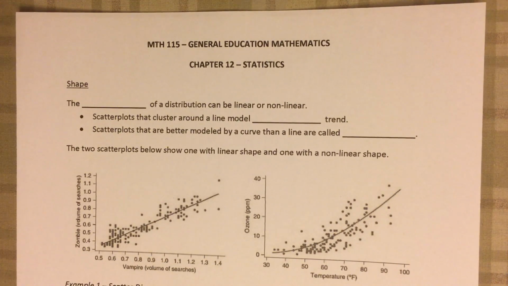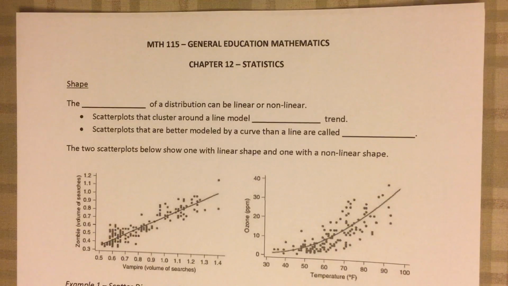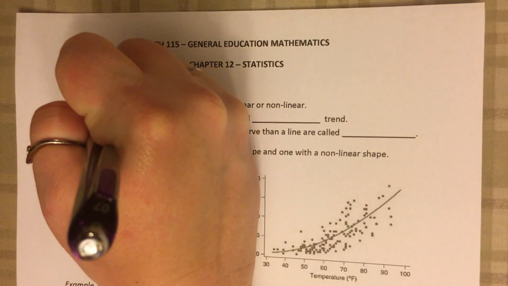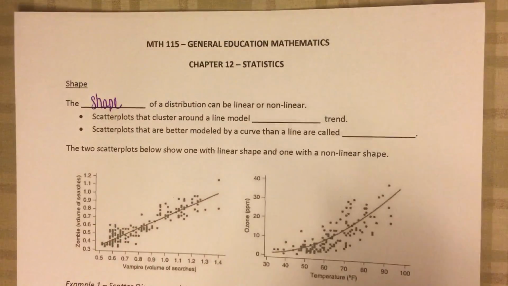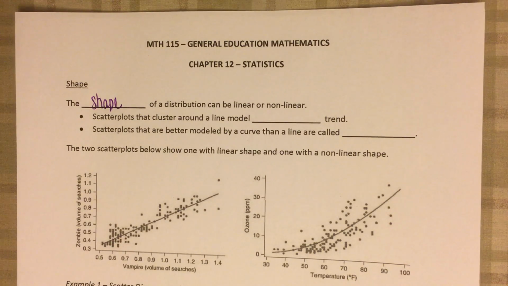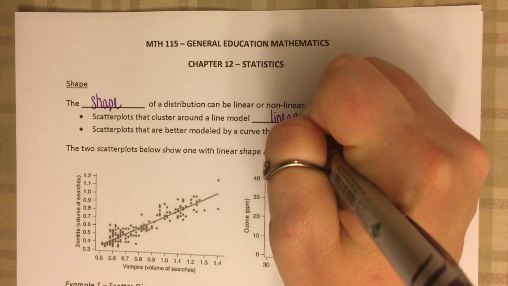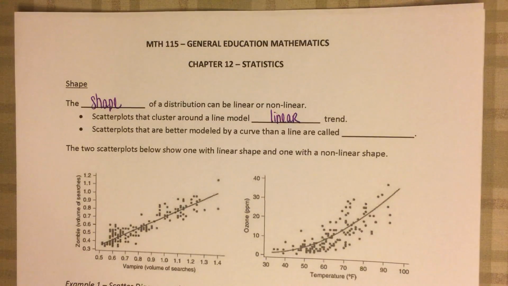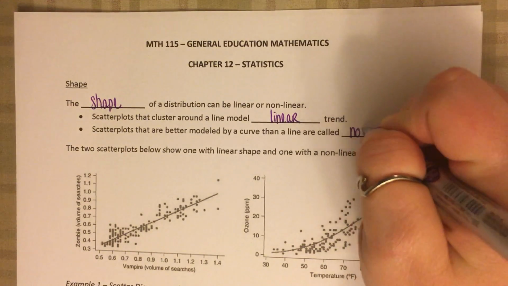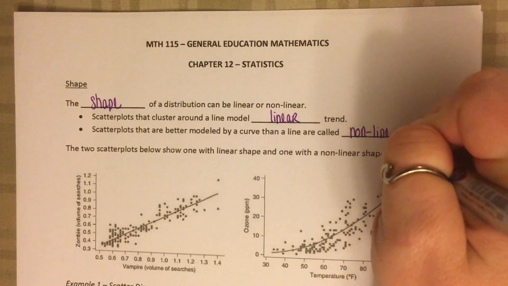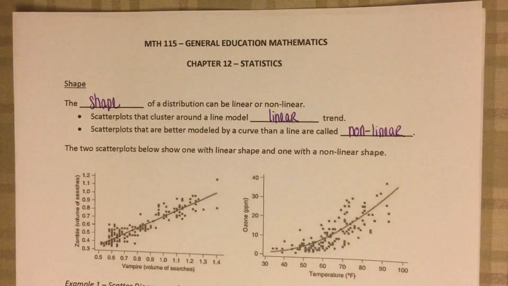The last thing to talk about is shape. The shape of a distribution can be linear or nonlinear. Scatter plots that cluster around a line model a linear trend, and the word linear means line, if we look at the first four letters. Scatter plots that are better modeled by a curve we refer to as nonlinear. They are not a straight line.